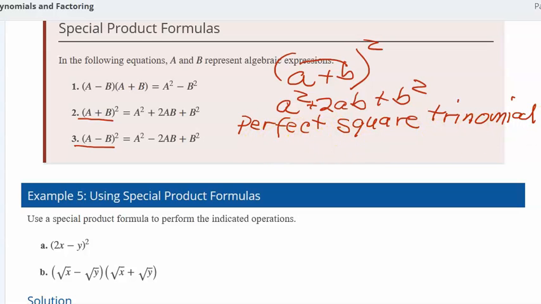Now let's just do an example of one of these. We're asked to square this. So this will become 2x squared is 4x squared. Now we're going to multiply these two together. We get a negative 2xy, double it. That gives us a negative 4xy. And then we square a negative y, gives us a y squared.